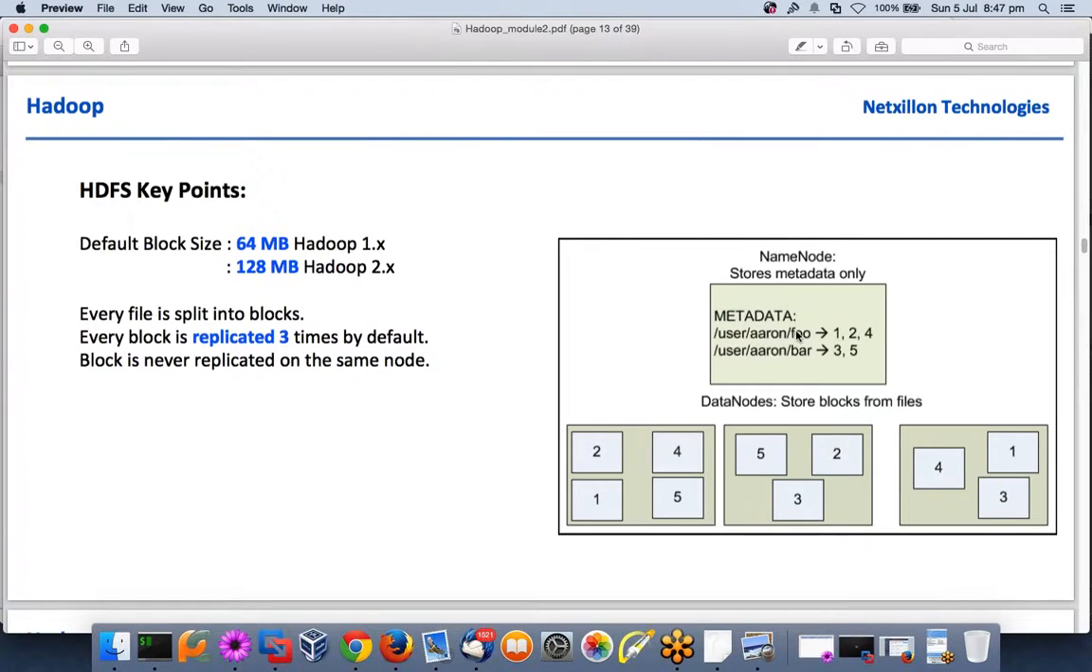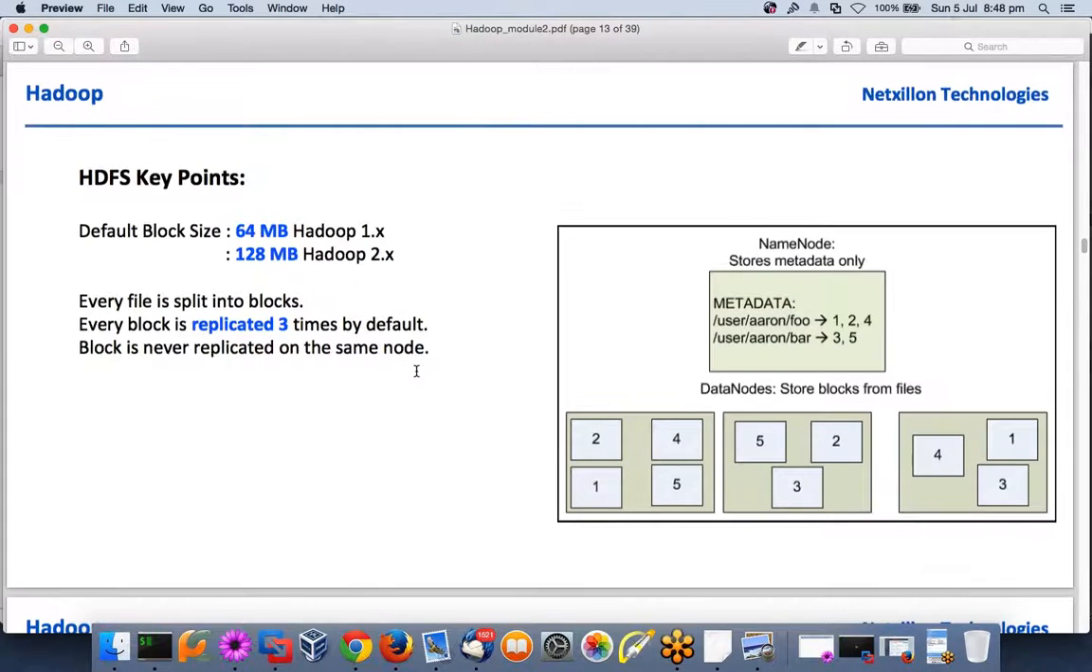For example, let's say I have a file called foo, and it has blocks 1, 2 and 4. Block 1 will be on this node. Here the replication has been shown as 2, but by default the replication will be 3. Block 2 goes here and here. It will never be replicated on the same node. It does not mean that if a system has 4 hard drives, one block goes in hard drive 1 and a copy goes in another hard drive. No, it will always go on another system, so that if that node fails, I still have data somewhere else.